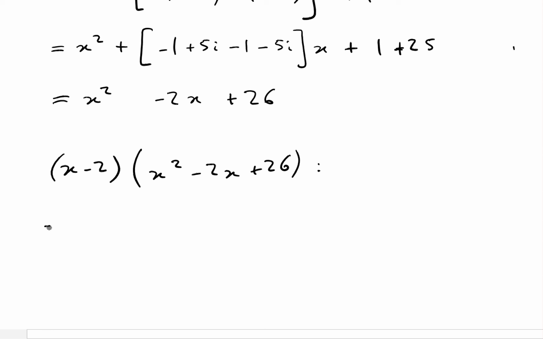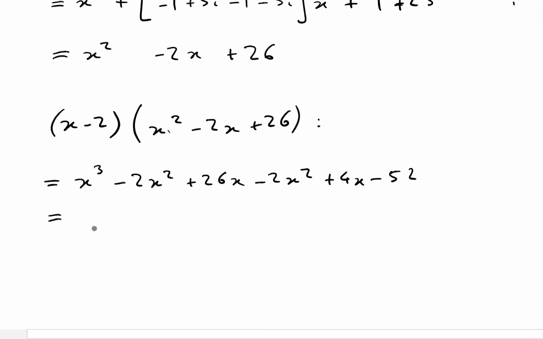Okay, that is going to give us, so just going to multiply x by every single term. So x times x squared is going to give us x cubed. Then x times minus 2x is going to give us minus 2x squared. Then x times plus 26 is going to give us plus 26x. And do exactly the same thing for the negative 2. So we're going to have negative 2x squared. You're going to have negative 2 times negative 2x, so that's going to give us positive 4x. Then negative 2 times positive 26 is going to give us negative 52.